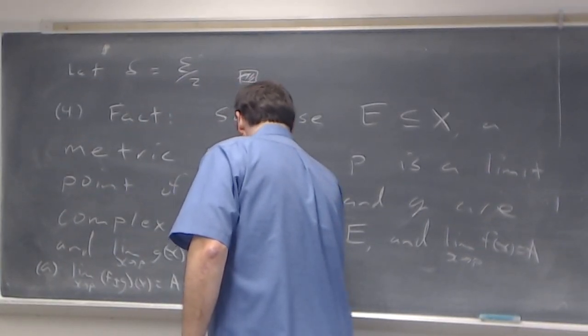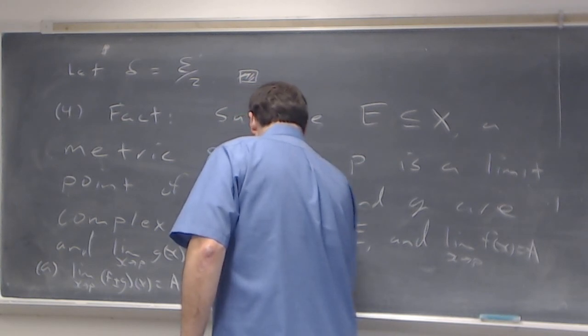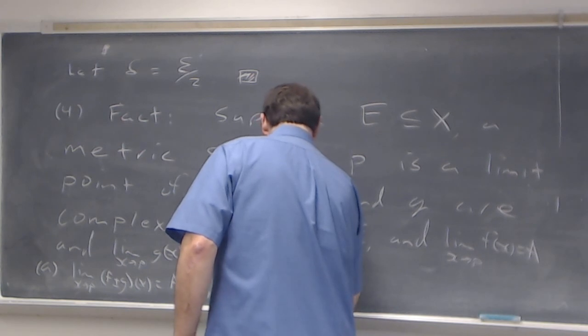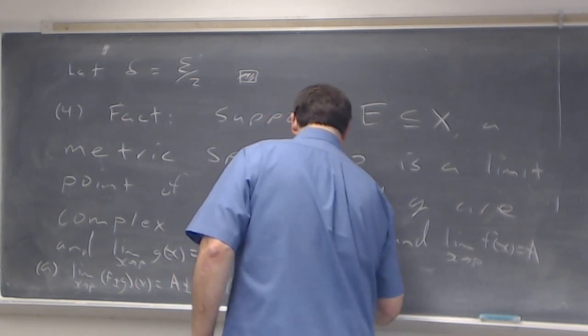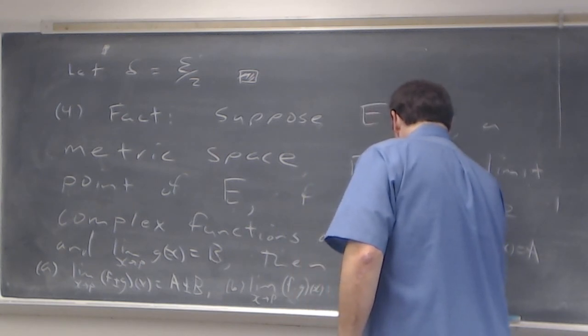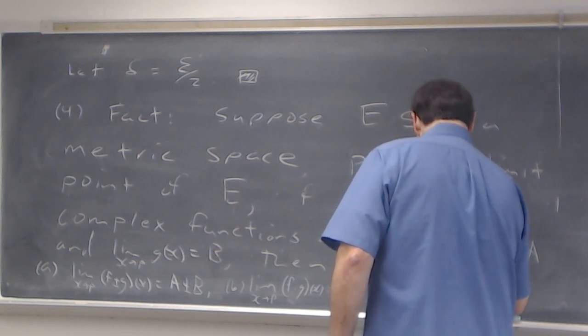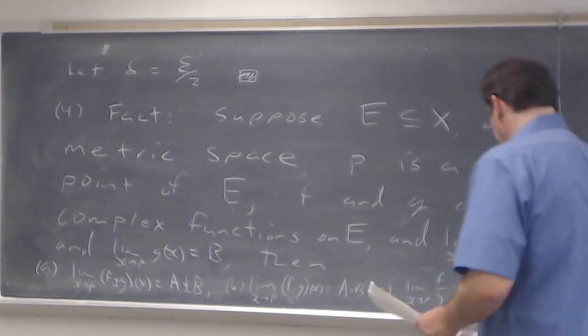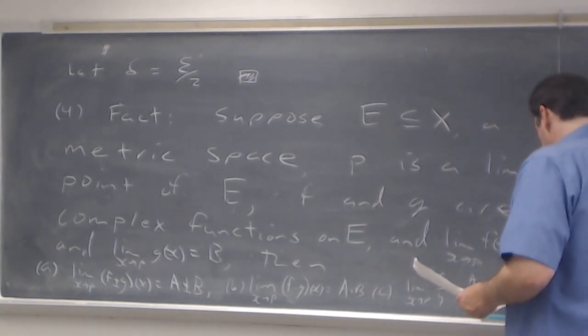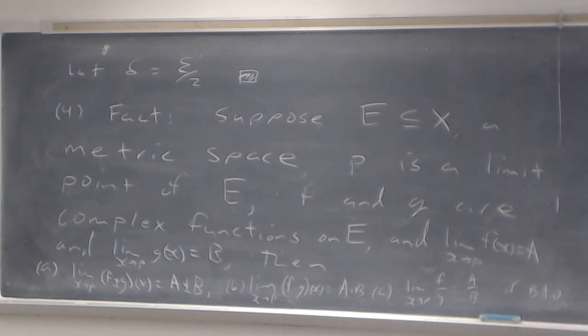Part B, the limit as x goes to p of f times g, acting on x, is equal to A times B. And part C, the limit as x goes to p of f divided by g is equal to A divided by B, provided B is different than 0 and g of x is not 0 on E. So that was something that we had previously, a fact, from chapter 4. Algebraic properties of limits.